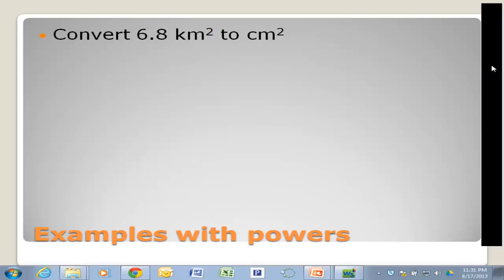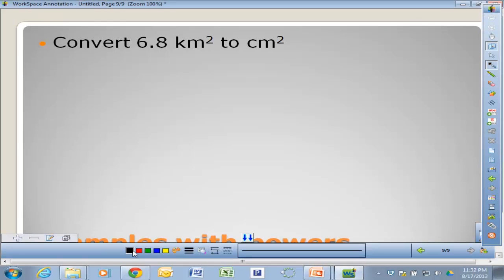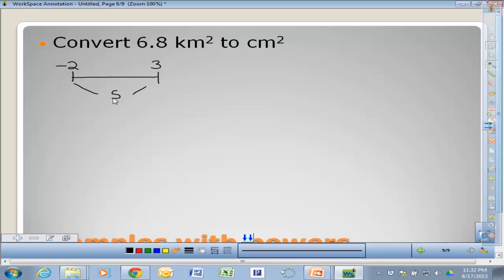Okay, so let's go ahead and look at it. Everything else is going to stay the same, or the first part will stay the same. So we've got centi. Centi is 10 to the negative 2. Kilo is going to be 10 to the 3rd. Set up our little number line, and you're going to find out the distance between them is 5. But what we're saying is, by what we just did, 1 kilometer is equal to 1 times 10 to the 5th centimeters.